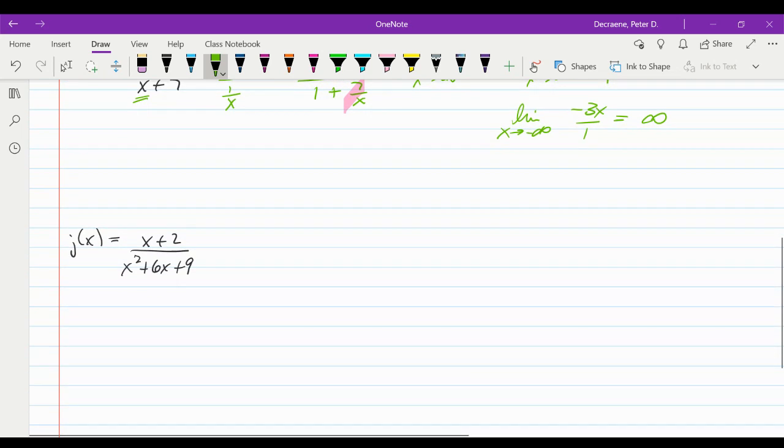And finally, let's look at j of x. We can do the same thing. We can actually also just compare these leading coefficients. You notice the numerator is not growing as fast as the denominator. So I also know that the limit as x goes to infinity of j of x is going to be 0.